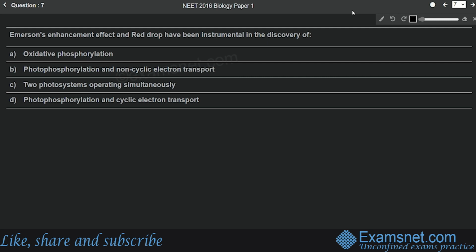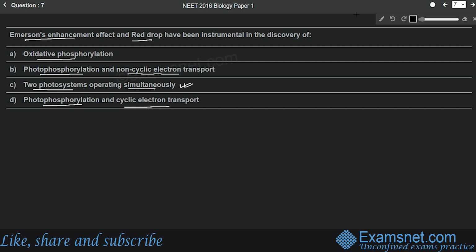Question number 7 is again from photosynthesis, and the question is Emerson's enhancement effect and red drop have been instrumental in the discovery of option A, oxidative phosphorylation, option B, photophosphorylation and non-cyclic electron transport, option C, two photosystems operating simultaneously, and the last option is photophosphorylation and cyclic electron transport. And the correct answer is option C, that is two photosystems operating simultaneously.